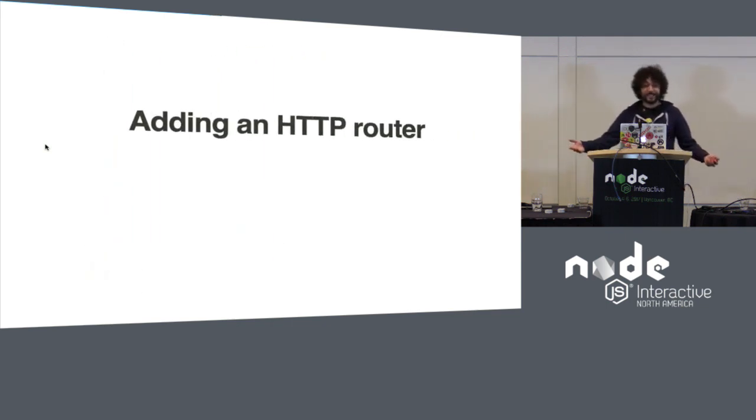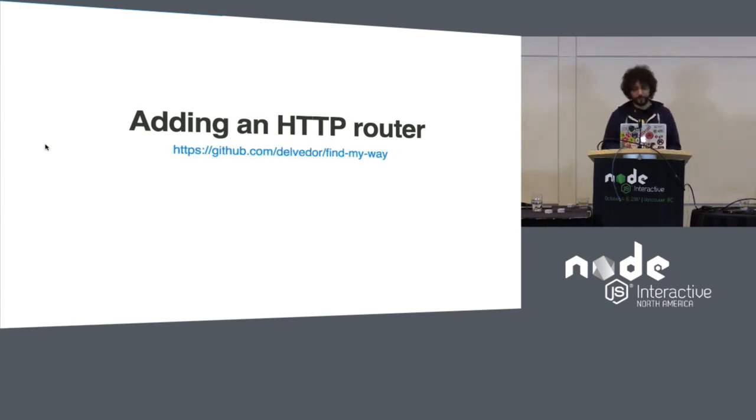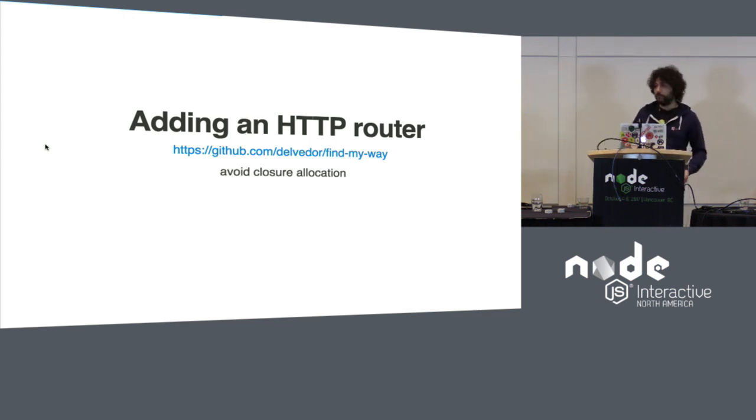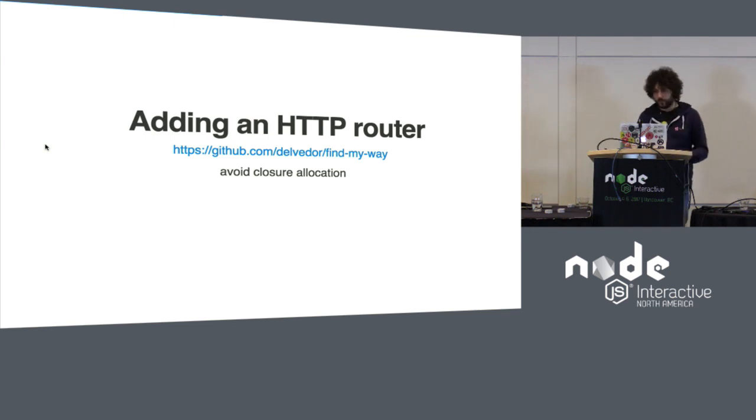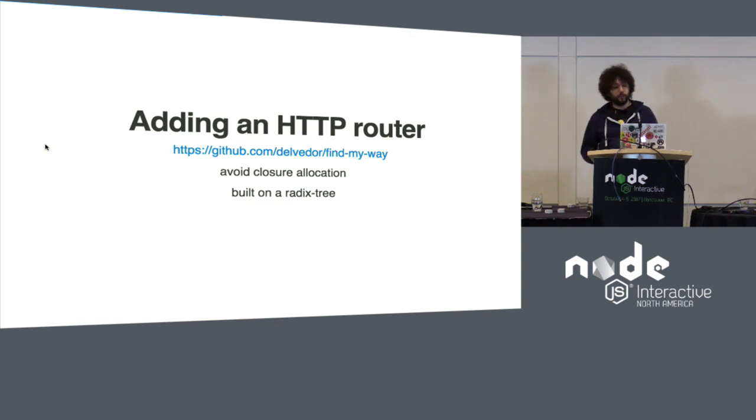No, don't laugh, that's actually true. So let's add an HTTP router, because that's a single route, so we want to add an HTTP router. We looked at the alternatives and we wrote this one. My friend Thomas wrote this one called find-my-way, which completely avoids closure allocations, and that's a bit of a problem for V8 to optimize. Probably one of the future versions of V8, 63 maybe, is going to fix this, but at this point it's still a problem. And it's built on a data structure called a radix tree.